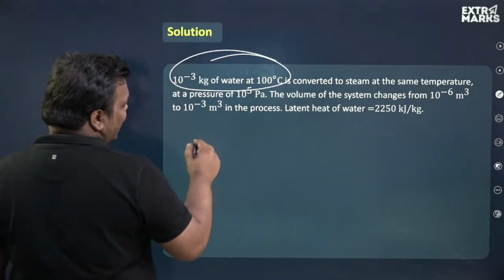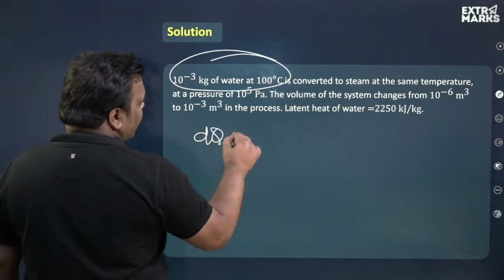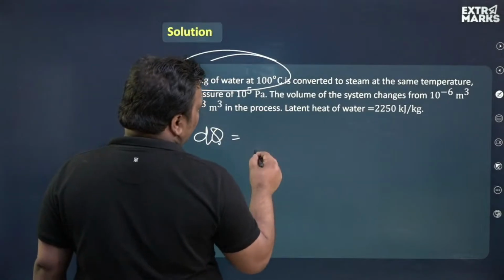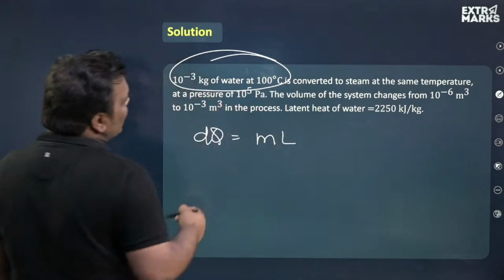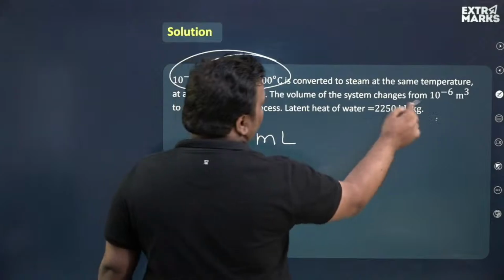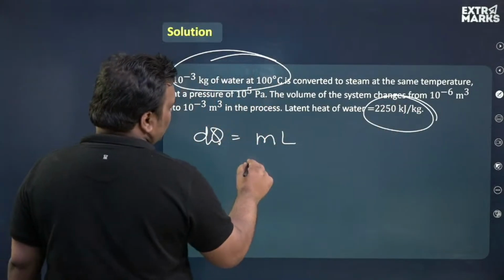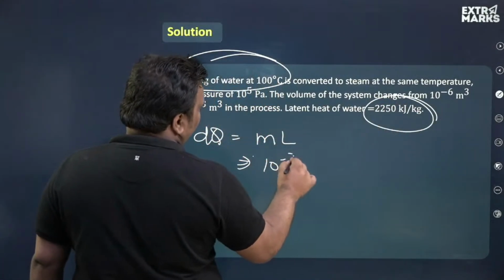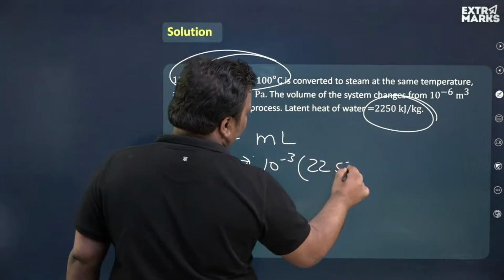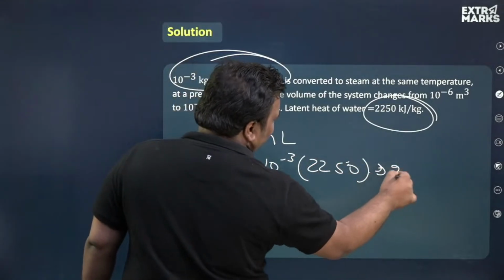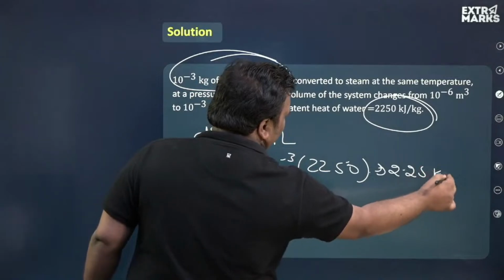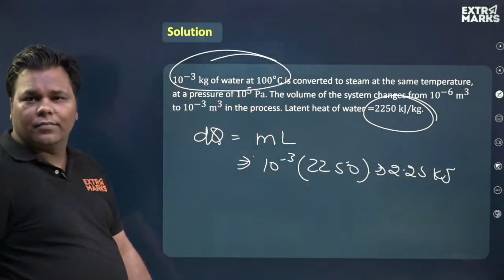So, 10 to the power minus 3 kg, right? First of all, I can calculate dQ. dQ is equal to m into L. I know that latent heat of water is 2250 kilojoule per kilogram. So it will be 10 to the power minus 3 multiplied by 2250, I think 2.25 kilojoule, right?